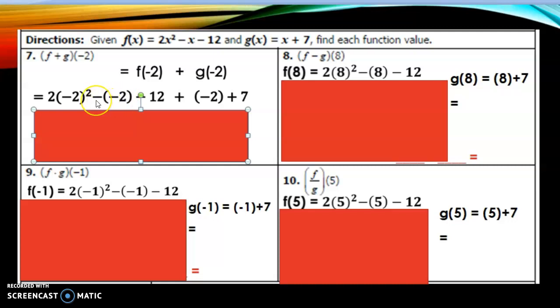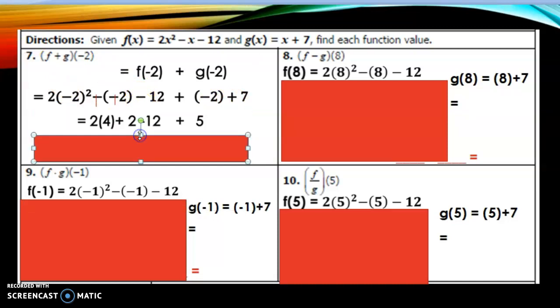And then that way I don't miss something like this. A negative times a negative. Hey, that's going to make a positive 2. So I catch those little mistakes. Then I'm going to add, I'm going to plug in negative 2 to the function g. So really I have, instead of x, negative 2 plus 7. Okay, so we've got to keep simplifying. So I need to simplify the function f first off.